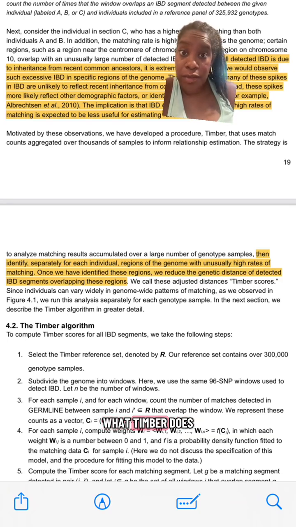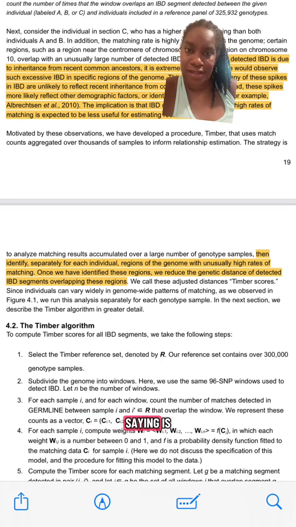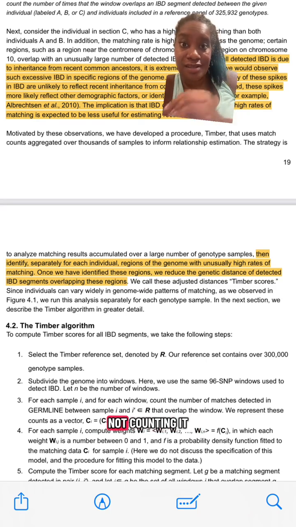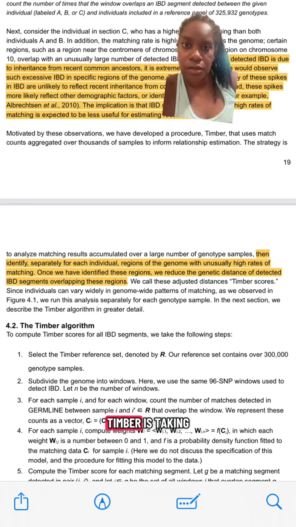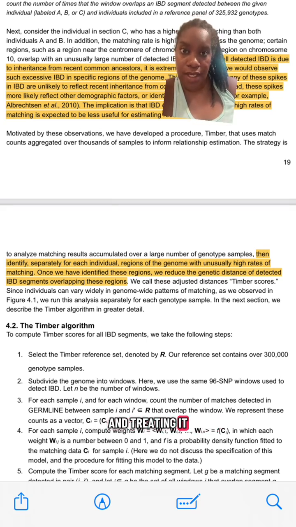So now they're telling you what Timber does once they have flagged that you have all of this excessive IBD data. They say, "For each individual, regions of the genome with unusually high rates of matching are identified. From these regions, we reduce the genetic distance of detected IBD segments overlapping these regions." What that's basically saying is Timber is taking these regions and now downweighting that DNA, either saying that it's too common to be significant, or that it's not real authentic IBD data. So it's not counting it towards the data that it's going to be using to read and construct your DNA profile. Timber is taking real IBD data, your direct matching with other users, and treating it as if it is just a coincidence.